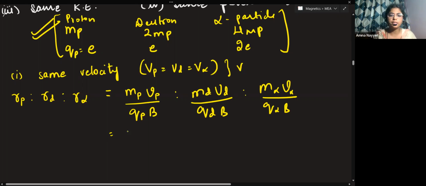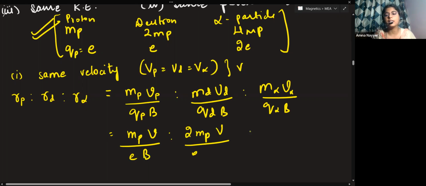Mass of proton, let's write it as mp, velocity v, charge on the proton is e, magnetic field is B. Mass of the deuteron is 2 times the mass of proton, velocity is v, charge is e, and the magnetic field is B. Mass of alpha is 4 times mass of proton, velocity will be v, charge of alpha particle is 2 times e, and magnetic field B.